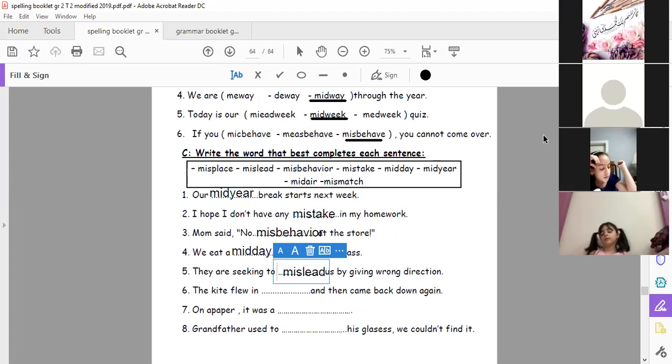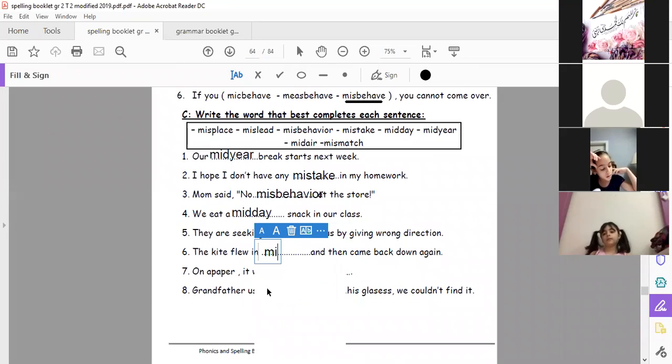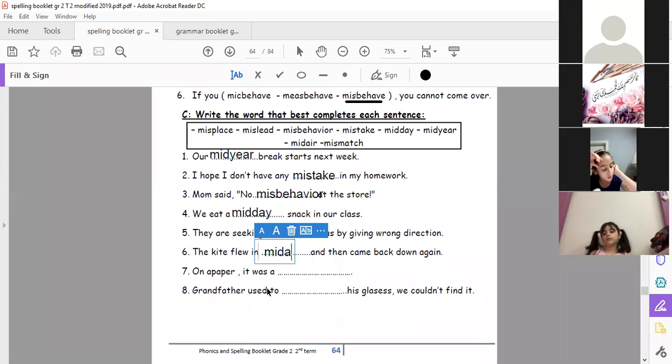The kite flew in and then came back down again. The kite flew in what? Mid-air. Mid-air, yeah. In the middle of the air, or in the air. Next.